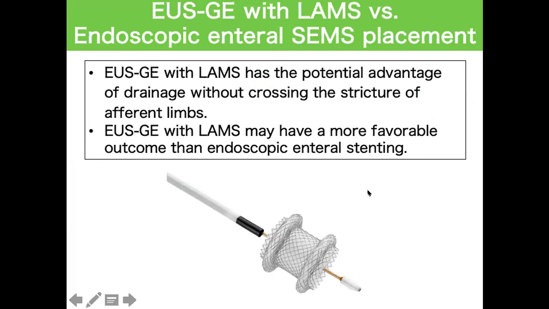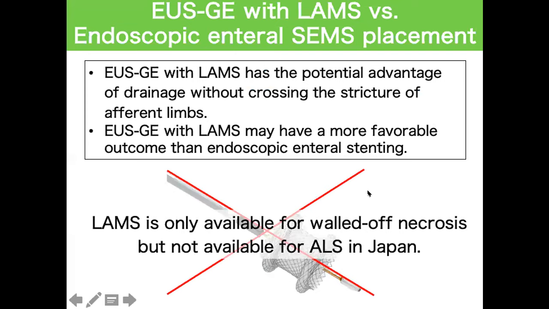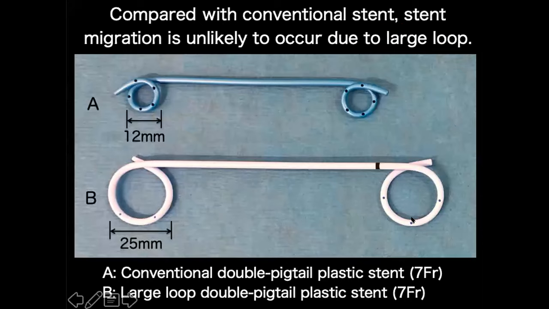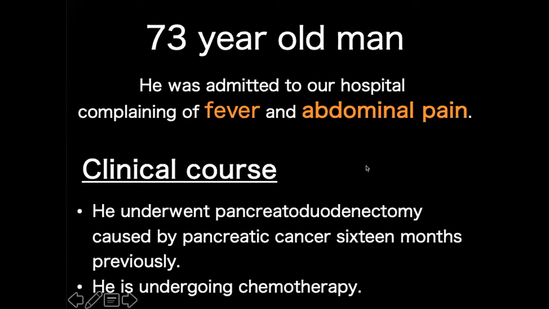However, LAMS is only available for walled-off necrosis, but not available for ALS in Japan. The Japanese government does not approve the use of LAMS except for one case. Therefore, we invented a fully covered SEMS with anti-migration, which is a large loop double pigtail plastic stent with the fully covered SEMS. We use a 7 French large loop double pigtail plastic stent produced by Medicos. Loop diameter is 25 mm. Herein, we will present a case of EUS-GE using the modified stent system.